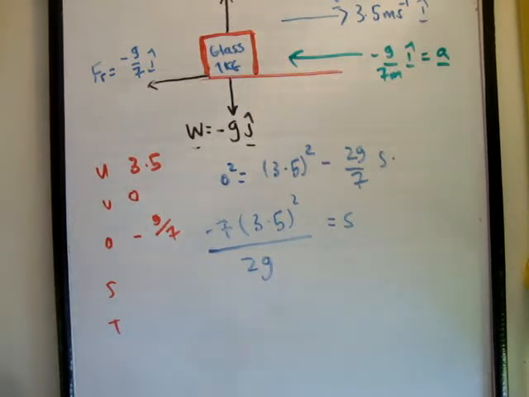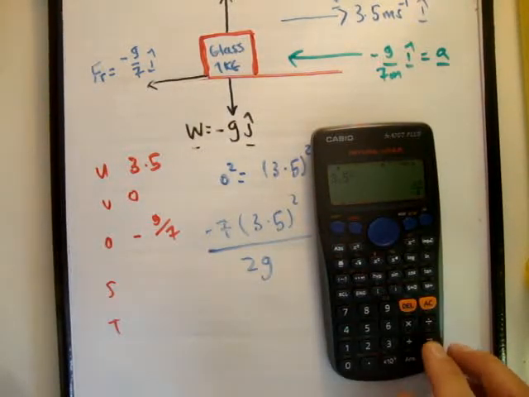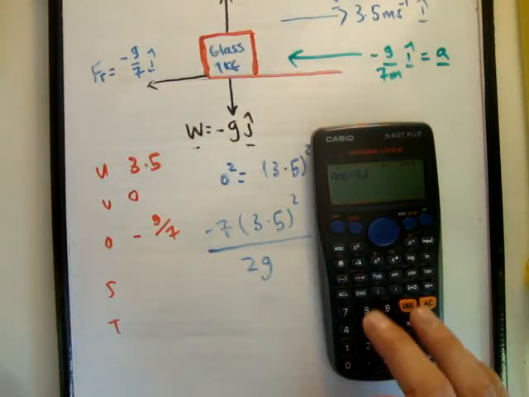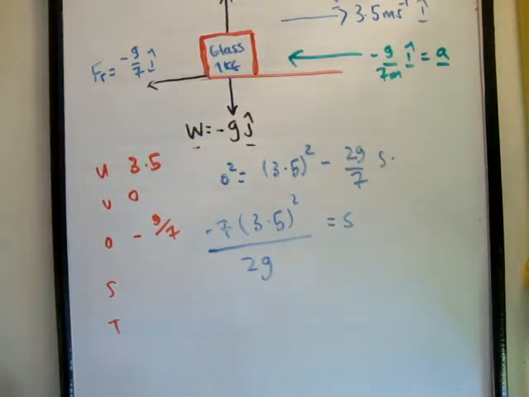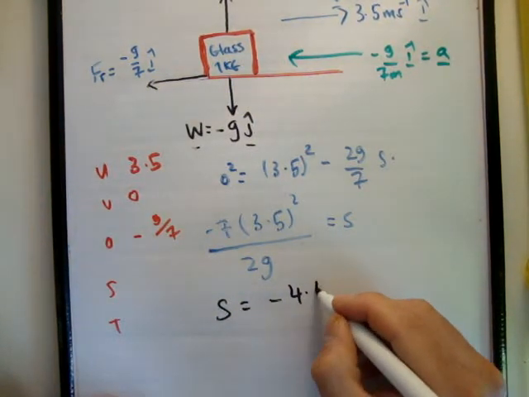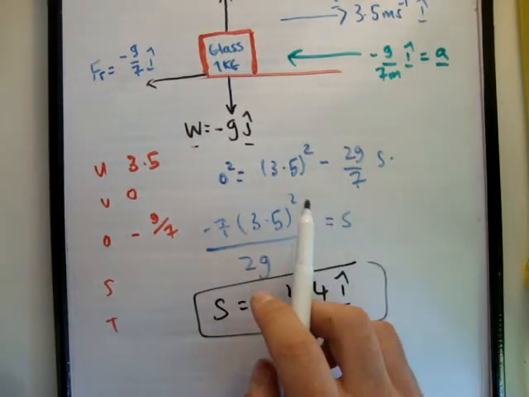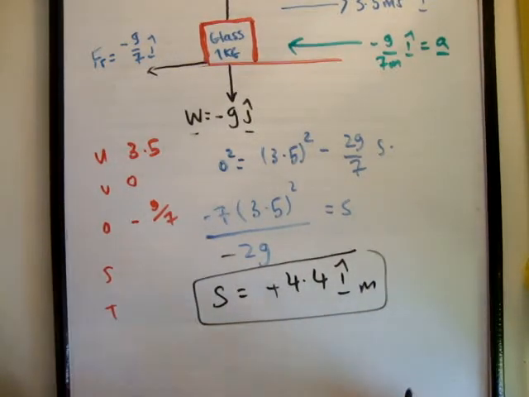So let's just put that into the calculator and see what we get. So we have 3.5 squared, multiplied by 7, divided by 2, divided by 9.81, and we get an answer of 4.37, or 4.4. S equal to minus 4.4 i hat. Oh, minus, why is it minus? Am I missing something there? Actually, that's a minus number as well. So 4.4 in the positive i hat direction. And that, of course, is in meters.